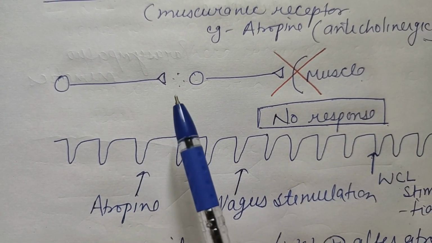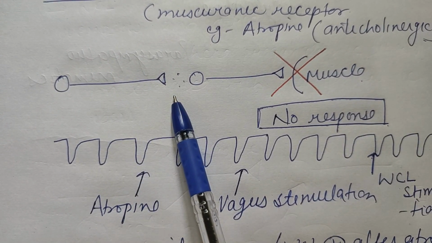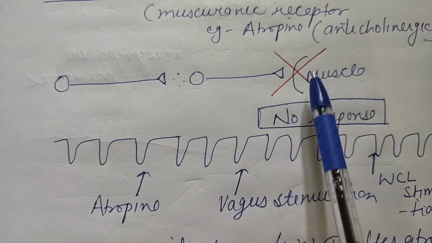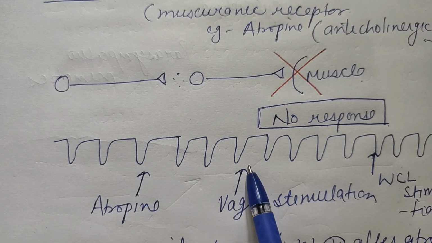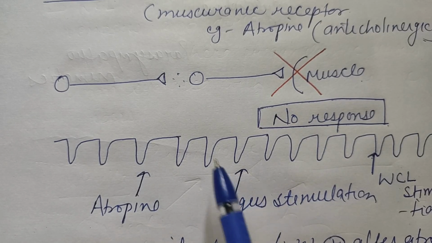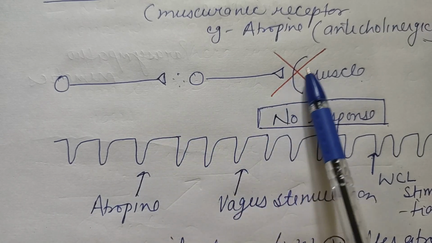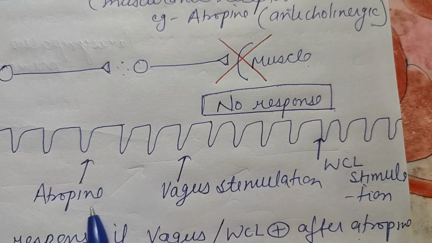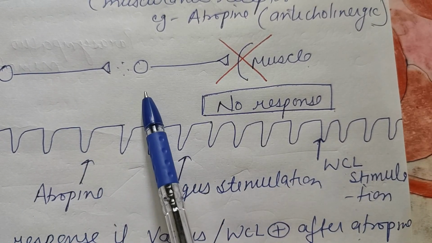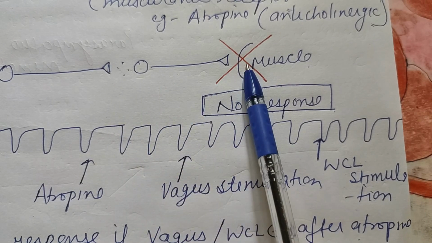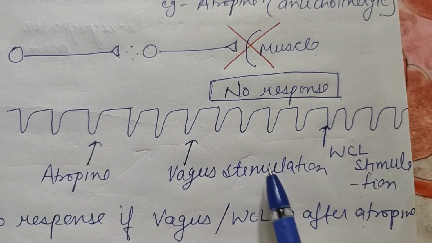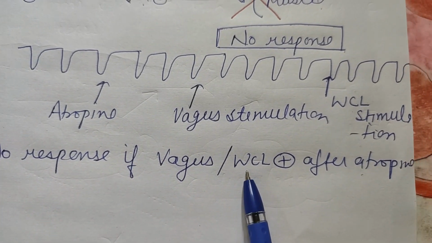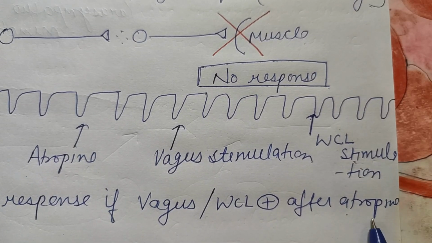I hope the point is clear to you and you can comment what the response is going to be, right? So if this is the normal cardiogram, you give atropine, you block this receptor and now you give the vagal stimulation. What is going to happen? Obviously nothing, right? Because the response part is blocked. And same, if you give atropine and after that you give the WCL stimulation, you are stimulating here now. So ultimately there will be no response. Are you clear now? So there will be no response if vagus or WCL stimulation is done after atropine injection.